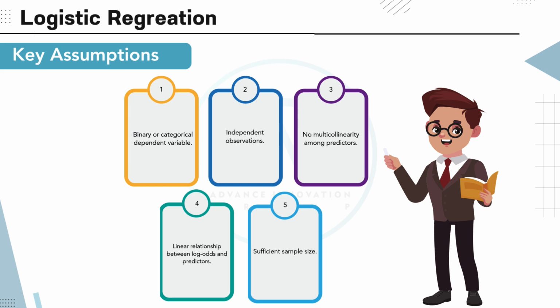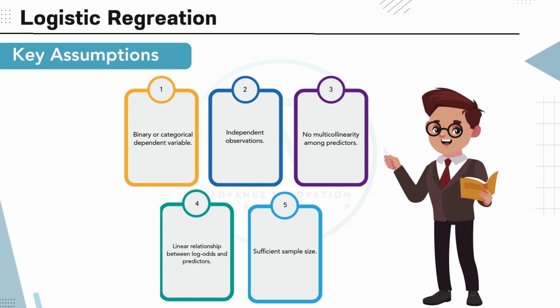Logistic regression is specifically designed to predict a binary or categorical outcome, such as yes or no, success or failure, defective or not defective. So, our y variable must fall into these categories. 2. Independent observations. Each observation in the dataset must be independent of the others. For instance, if the same subject appears multiple times, that could violate this assumption and skew the results.